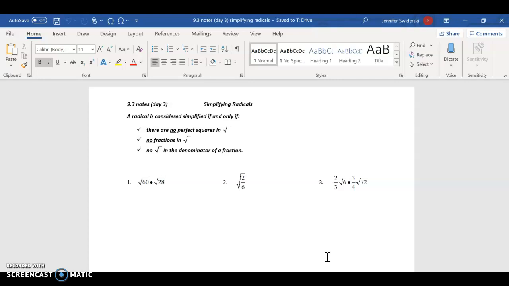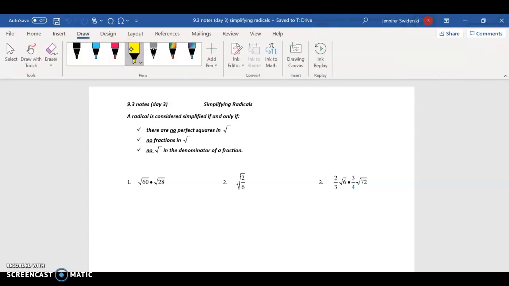Great. Today's kind of a review, putting everything together. So a radical is considered simplified if and only if there are no perfect squares in the radical sign, if there are no fractions in the radical sign, and there are no radicals in the denominator of a fraction.